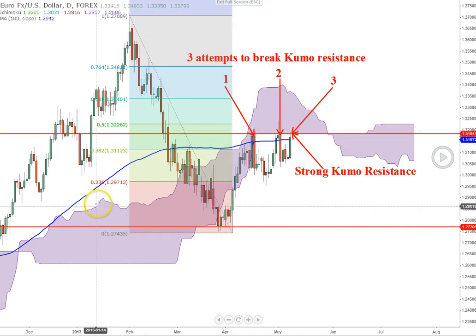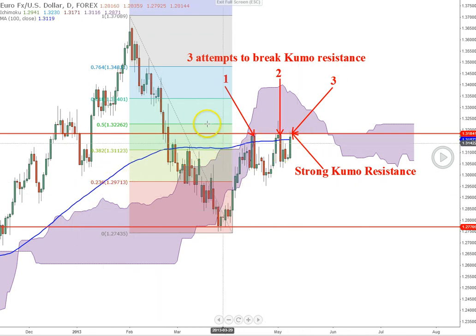Now this is the non-traditional way, like I said, and so my settings were different. Instead of 9 it's going to be 18, instead of 26 it's going to be 52, and instead of 52 it's going to be 104. So it's going to be 18, 52, and 104. So that's going to be your settings for your Ichimoku. And I have this 100 period moving average here.